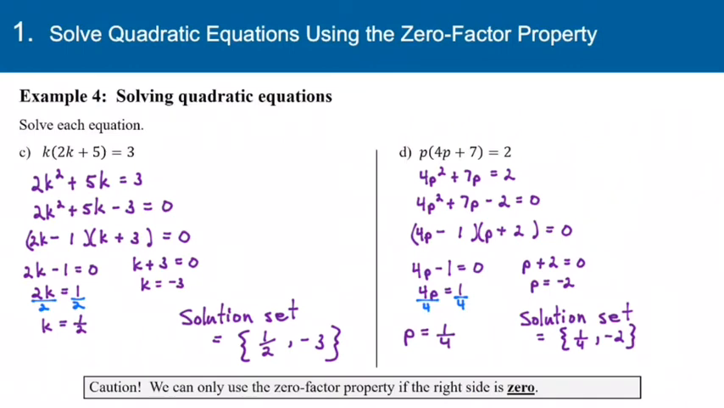And again, just a reminder that you can only use the 0 factor property if the right side of your equation is 0. So that's why it was necessary for us to do all this work here, even though we started with a factored form. Don't be one of those people that just takes your factoring and sets it equal to the right side. That is not how it works. The right side has to be 0 in order for you to use this property.